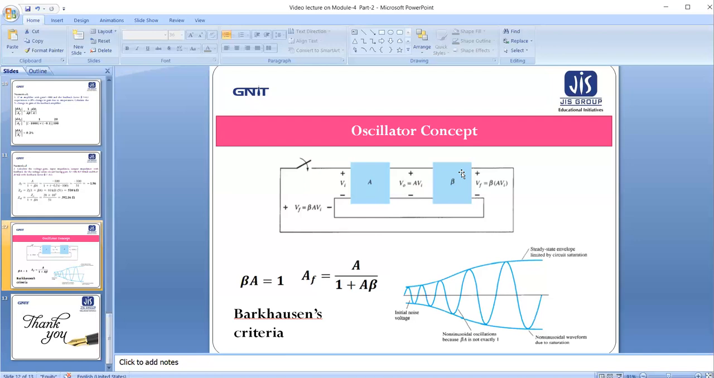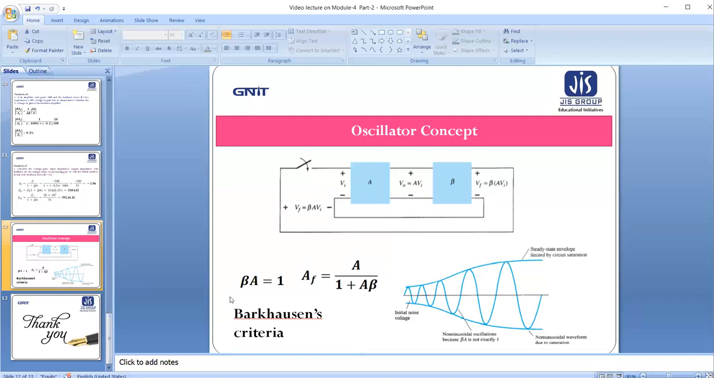The condition is that beta A equals 1. When beta A equals 1, that means Vi equals VF. This is known as the Barkhausen criterion. That means when VF equals Vi, the circuit is producing sustained oscillation. It is called the Barkhausen criterion.